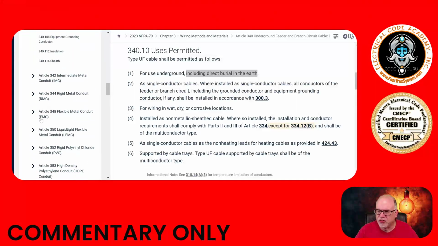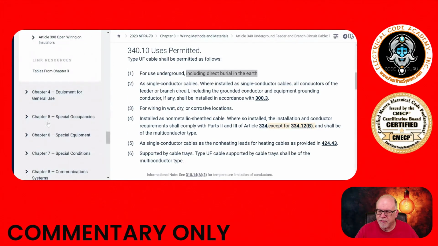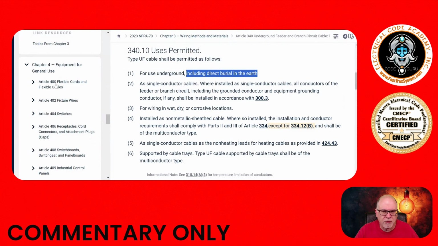And we're going to go down just so you can see the broader scope of what we're looking at. So here we're at 400, and see here, Article 400 is flexible cords and flexible cables. And then you see that 402 is entitled fixture wire. So you're forever going to remember that now. Forever. You're going to say, hey, I get it. Anytime I have a fixture wire question, go for it.